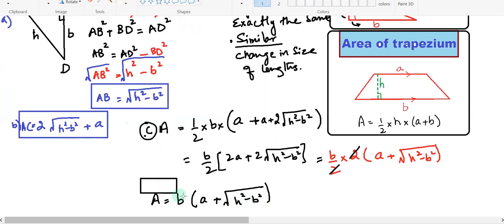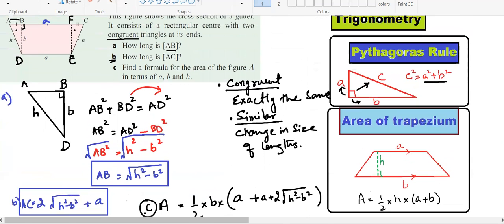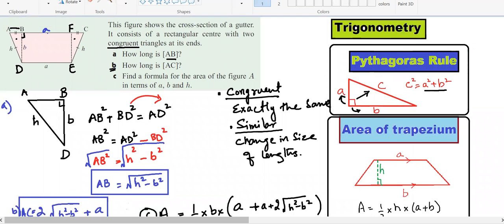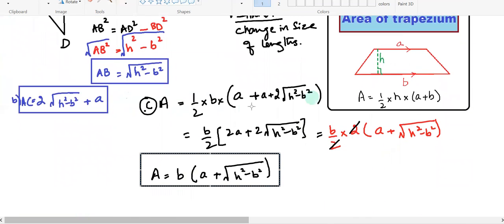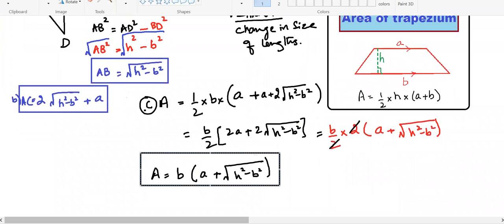And that's it. So more of algebra, just very basic information of trigonometry, the Pythagoras rule, and the area of a trapezium. More of algebraic manipulation. Thank you for watching.